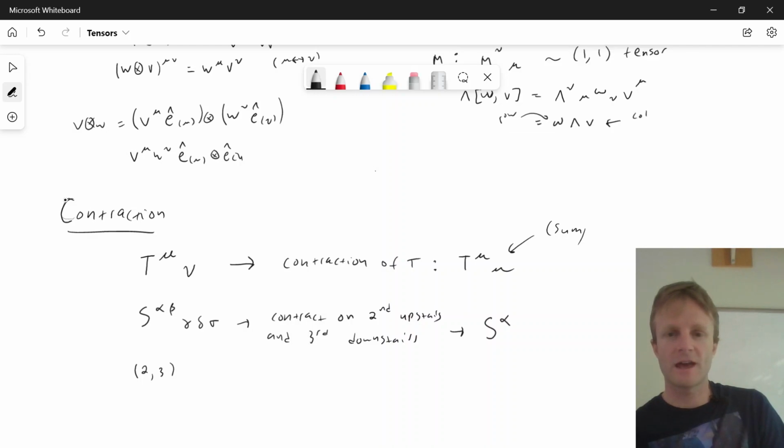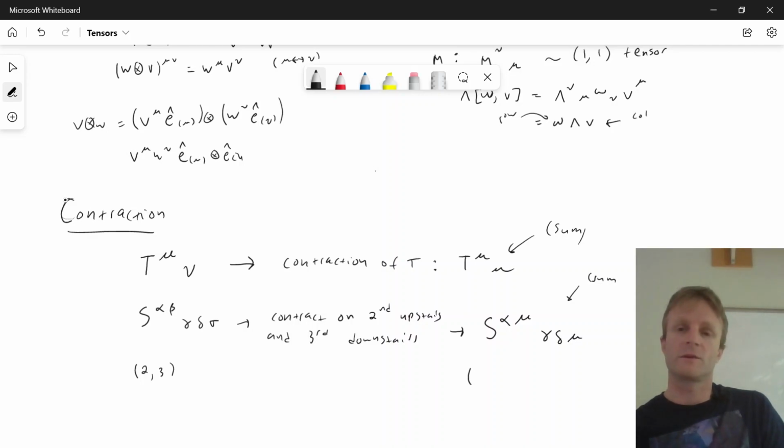So we could write S, let's call it mu. So I'm going to change beta to mu. That was the second upstairs. Gamma, delta, and the third downstairs is also mu. And so there's again a sum. Notice mu is summed over, so it only has one upstairs index and two downstairs indices. So it's a 1, 2 tensor.